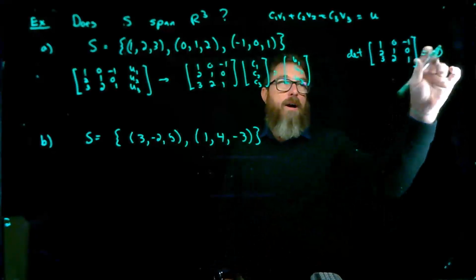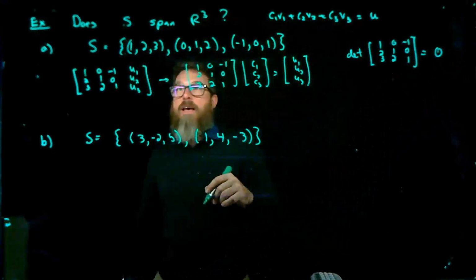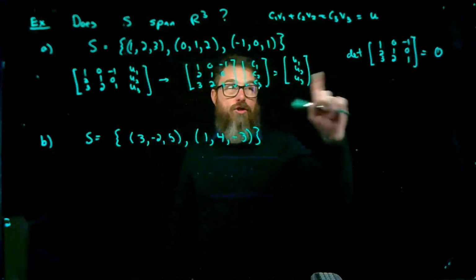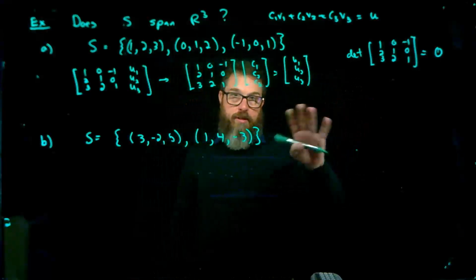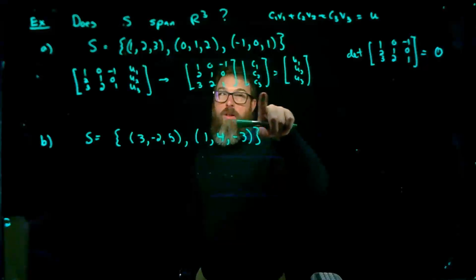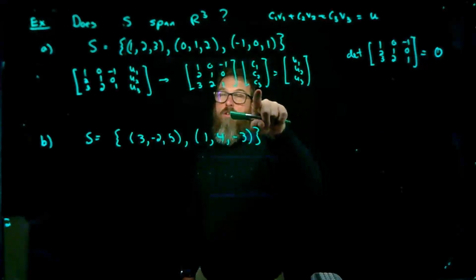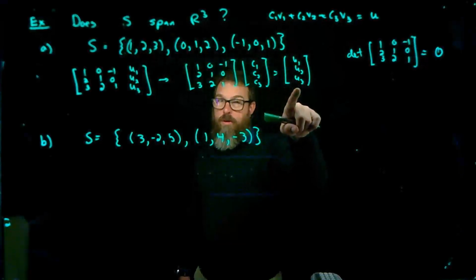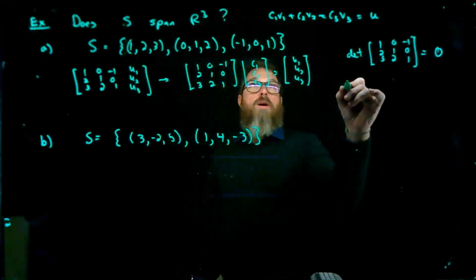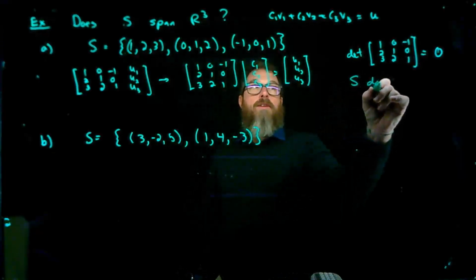Which means that S does not span V. This shows that it does not have a unique solution, because A inverse does not exist. So I can't guarantee that there are unique C1, C2, C3 to build every single one of these vectors. So S does not span V.